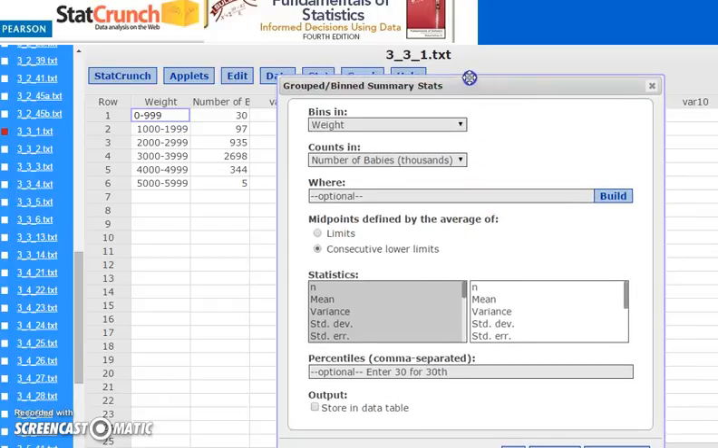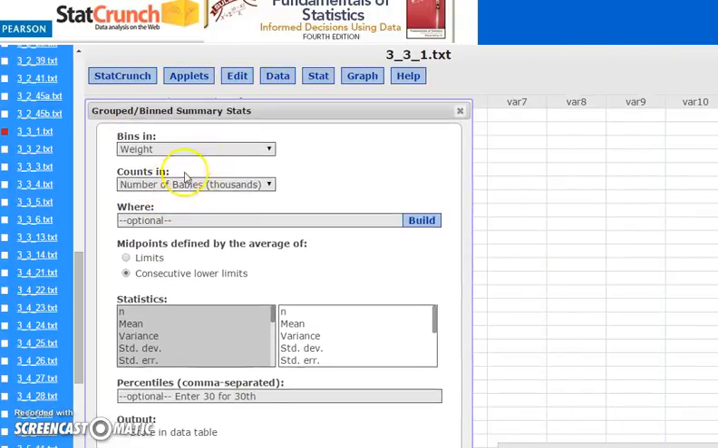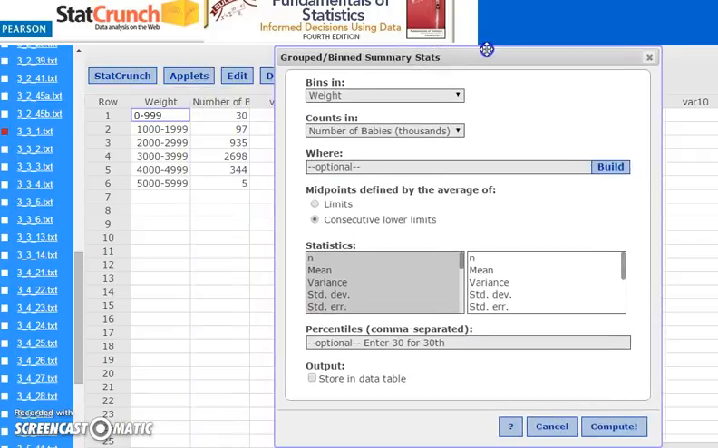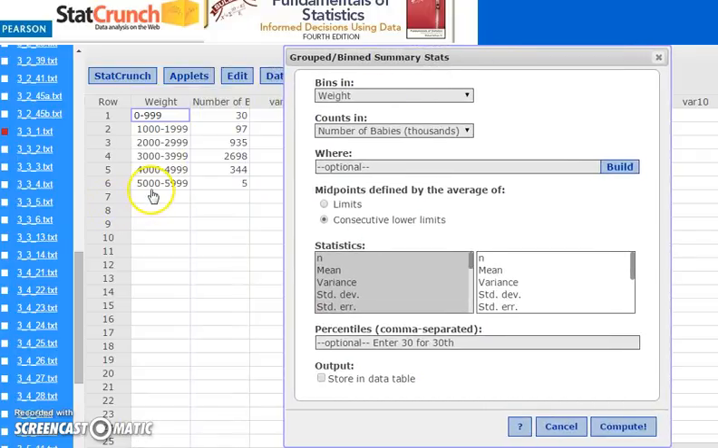However, there is one thing that can go wrong. StatCrunch has some problems knowing how to do the midpoint for this last bin because I don't have another class to start my next lower limit. So what I'm going to do is show you what StatCrunch will do if you just select the bins, counts, consecutive lower limits, and then I'll show you how to do a fix.